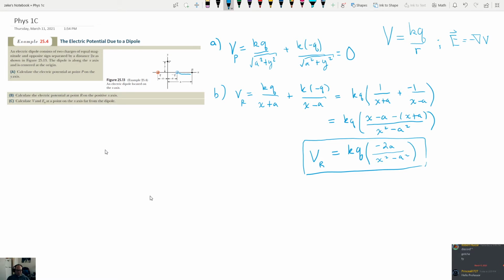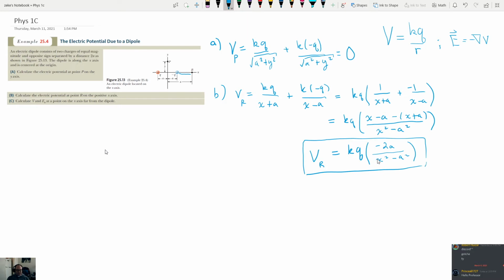All right. And the next thing we want to do is to calculate the electric potential and the x component of the electric field at a point on the x-axis far from the dipole, right? So I guess there's two different ways to do this. One way would be, I guess we just do it both ways and see if we get the same answer if you all want to.